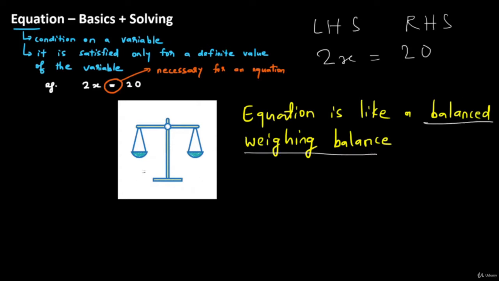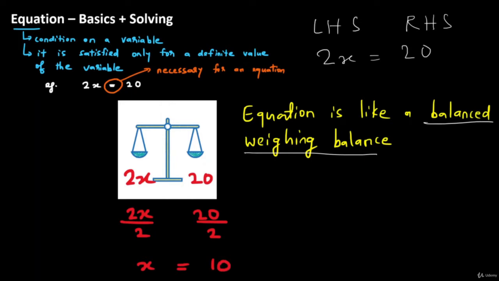Now over here on the left hand side I have 2x and on the right hand side I have 20. All right, now whatever I do on the left hand side, I should do the same thing on the right hand side. So let me divide both sides by 2. So I have 2x by 2 over here and 20 by 2 over here. So 2x by 2 is equal to x and 20 by 2 is equal to 10. So I get x is equal to 10. So that's how we solve equations.